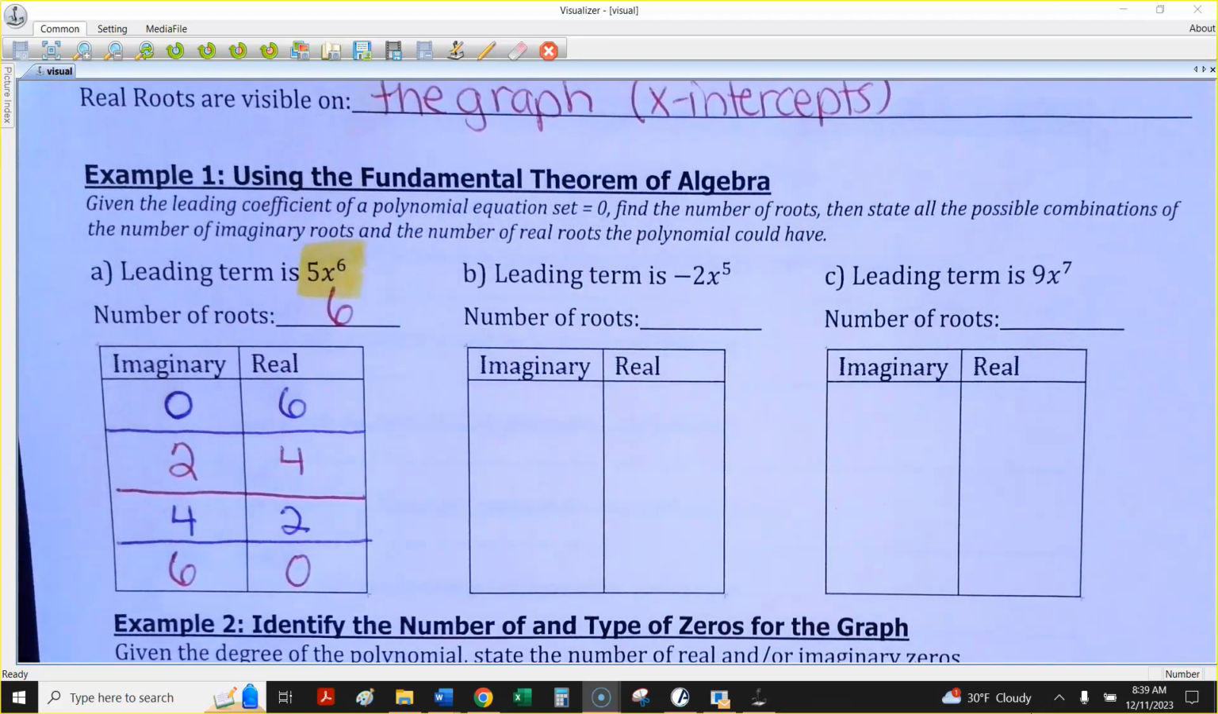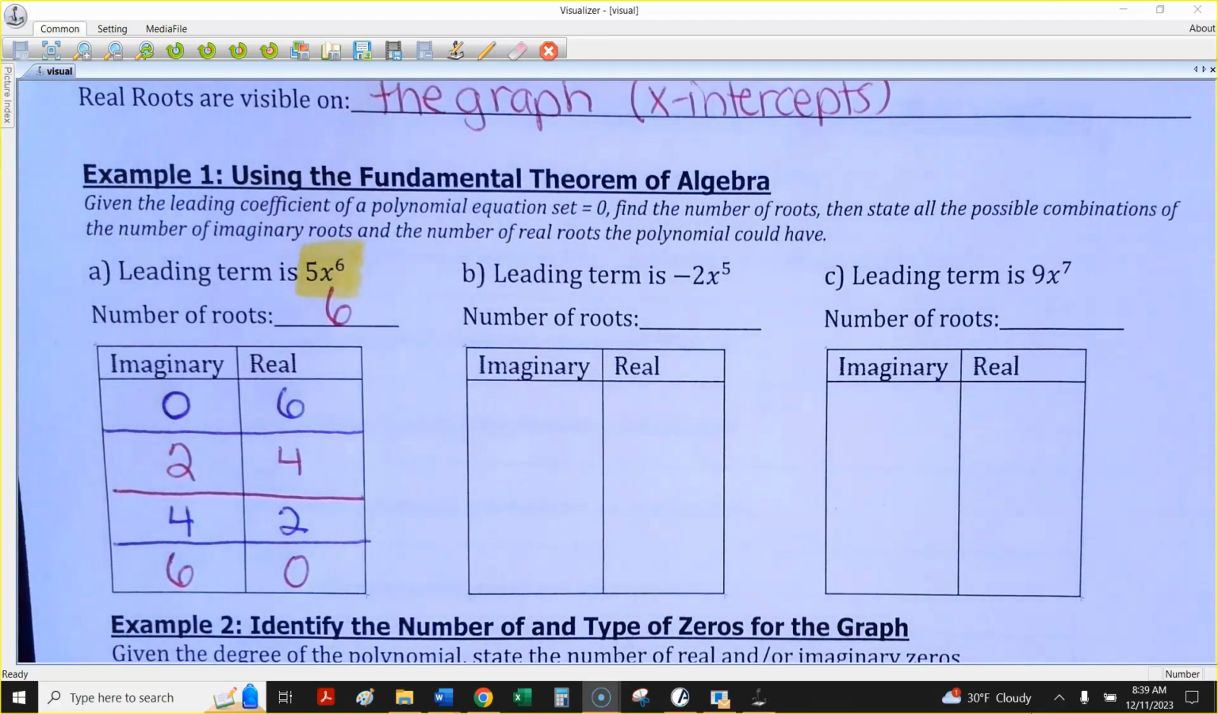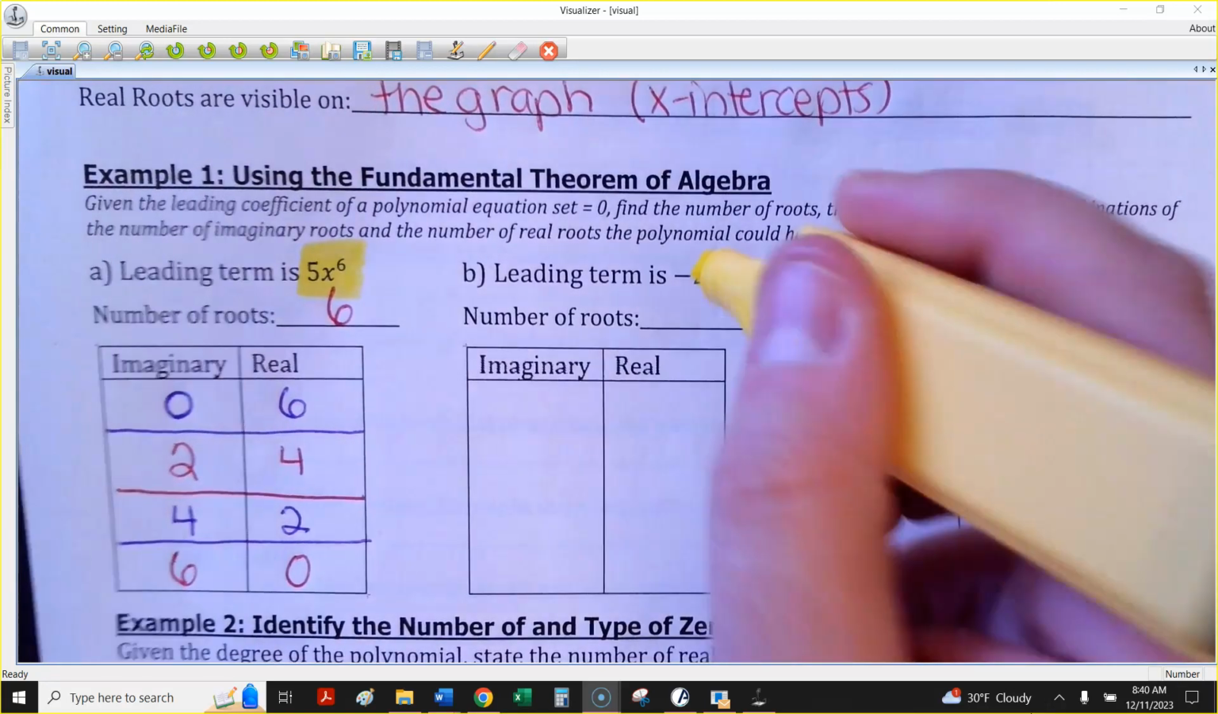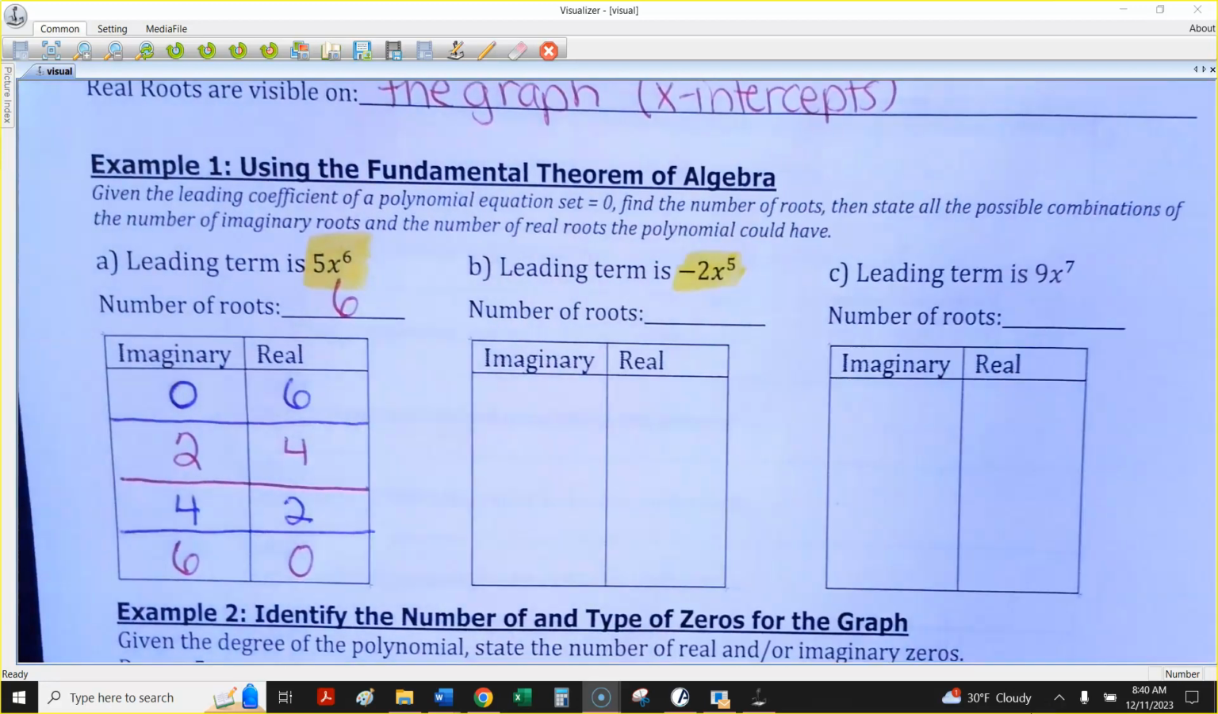And I wouldn't go beyond that because the next imaginary possibility I could have would be 8, and 8 would be more than the total I should have for a 6-degree polynomial. So those are all the possible ways you could have zeros if we actually had a graph or more information here. Okay, now the one in the middle says the leading term is negative 2x to the 5th.